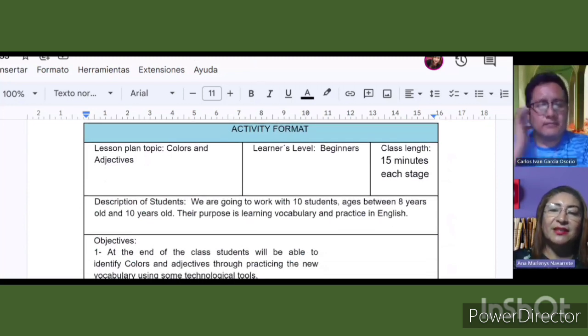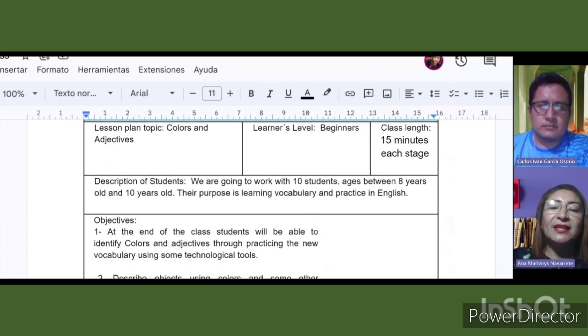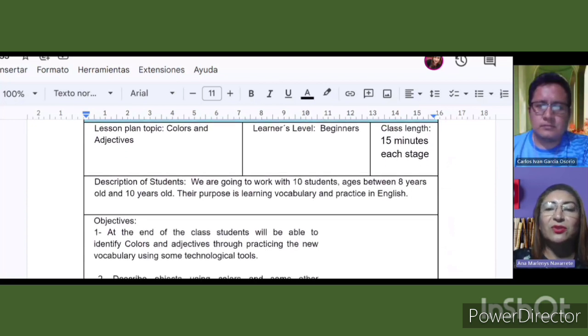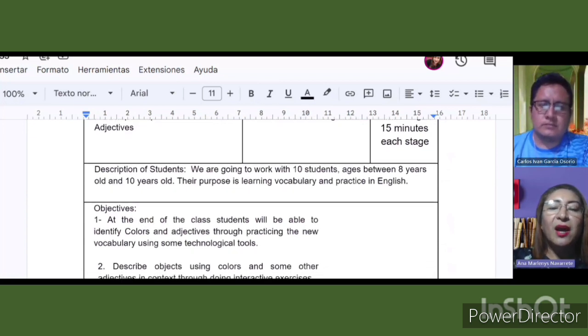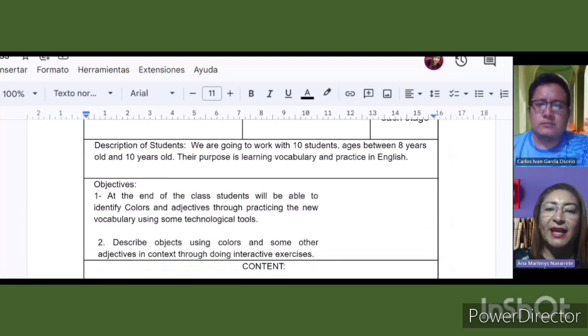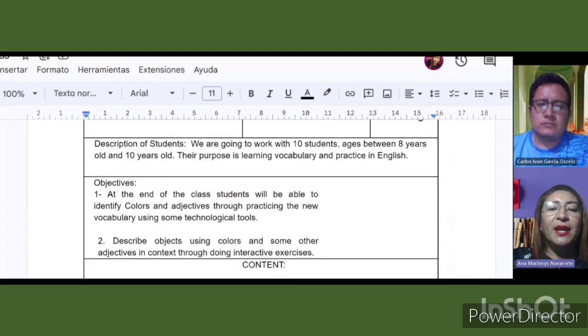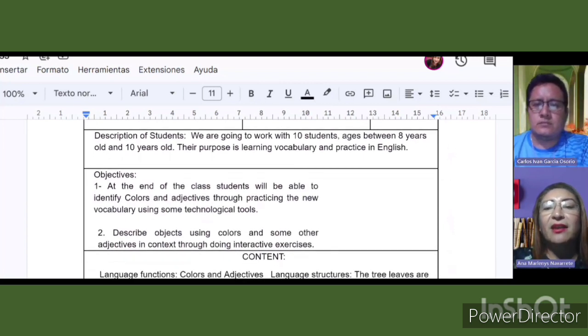These activities that today we are going to develop are designed for beginners. That is the level of the students, and the topic for these activities is colors and adjectives. This class has a length of 15 minutes for each stage. The students that we are going to have today are between 8 and 10 years old. And the purpose of this activity is learning vocabulary and practicing English as in usual life.